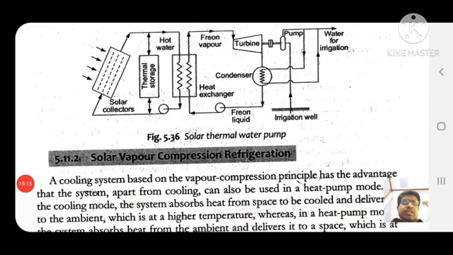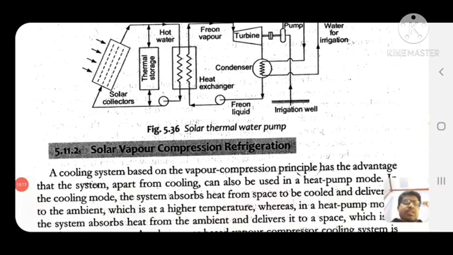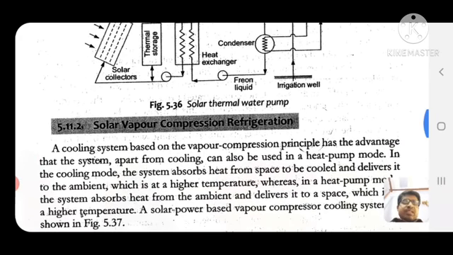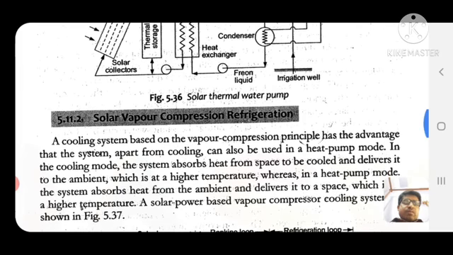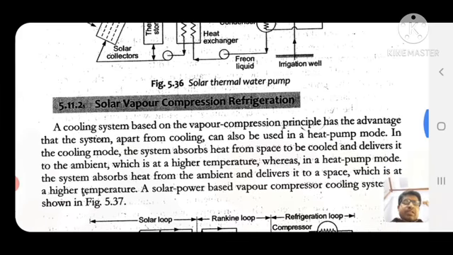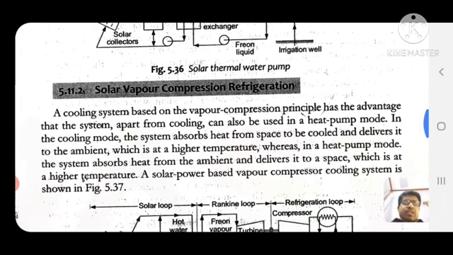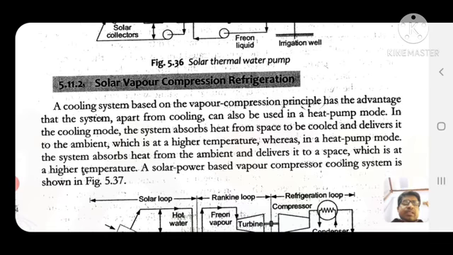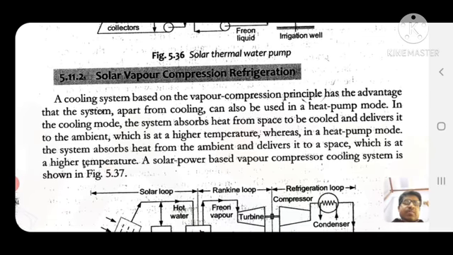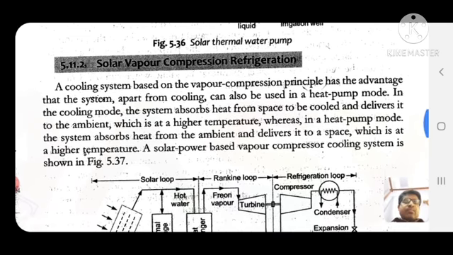Okay, a cooling system based on the vapor compression principle has the advantage that the system, apart from cooling, can also be used in a heat pump mode. In the cooling mode, the system absorbs heat from the space to be cooled and delivers it to the ambient, which is at a higher temperature. Whereas in a heat pump mode, the system absorbs heat from the ambient and delivers it to a space which is at a higher temperature.